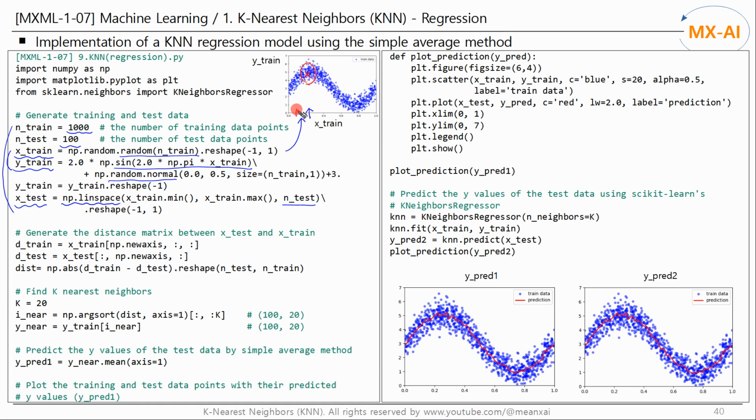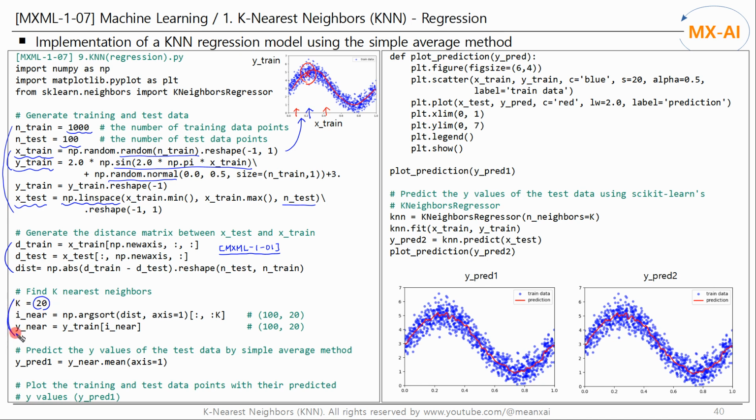If we predict the y values of all the test data points in this way, we get a sine-like curve like this. Next, we generate the distance matrix between xtest and xtrain. We took a closer look at the distance matrix in the first video of this series. Next, we find k nearest neighbors to the test data points. The k value was set to 20.